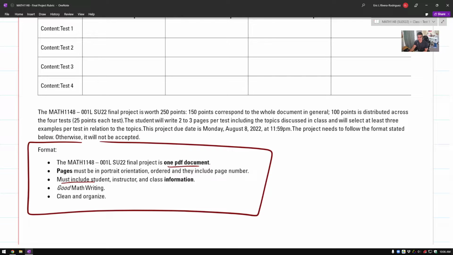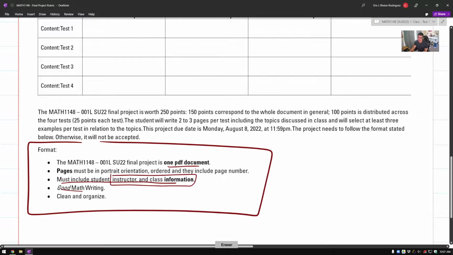This is something simple. You can do this on the first page. Must include student, instructor, and class information. That way I can identify whose project it is and for what class. This is something more technical, because I know that I am the instructor and I know the class information, but it looks nice on your project. So you need to include your information, my information, and the class information.